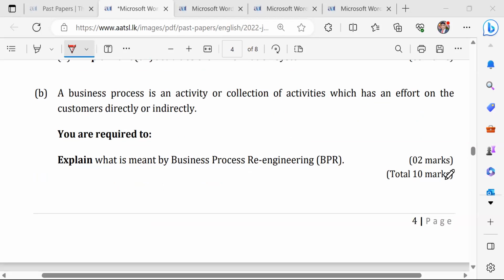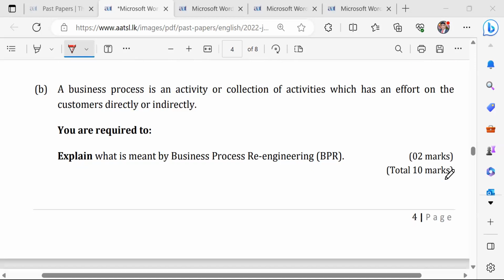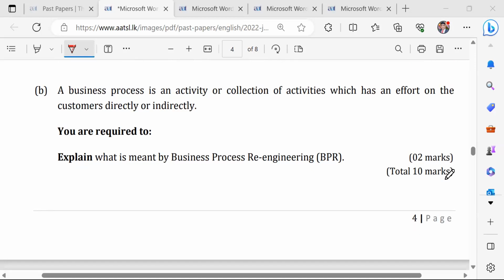Business process is an activity or collection of activities which has an effect on the consumers directly or indirectly.